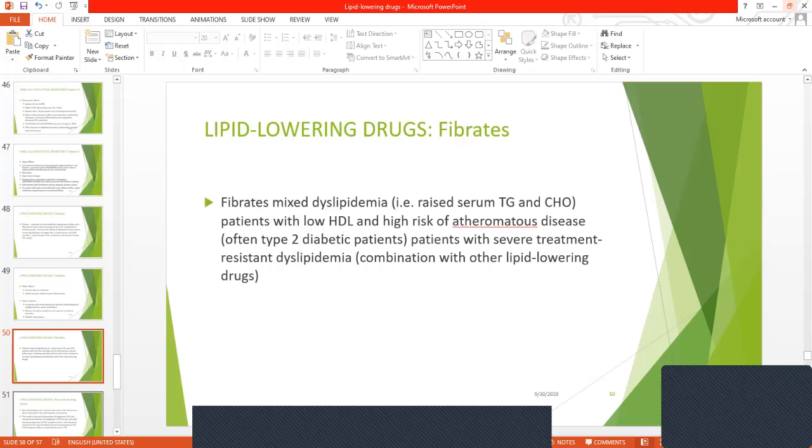The usual dose of gemfibrozil is 600 mg orally once or twice daily. The dosage of fenofibrate is 1 to 3 48 mg tablets daily. Absorption of gemfibrozil is improved when the drug is taken with food.